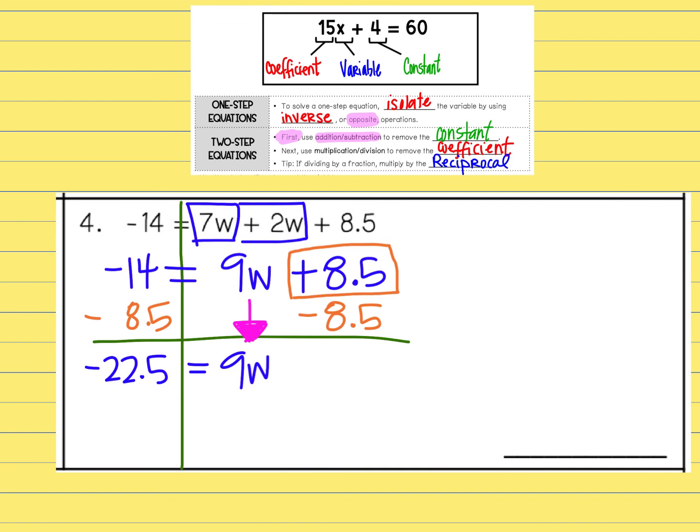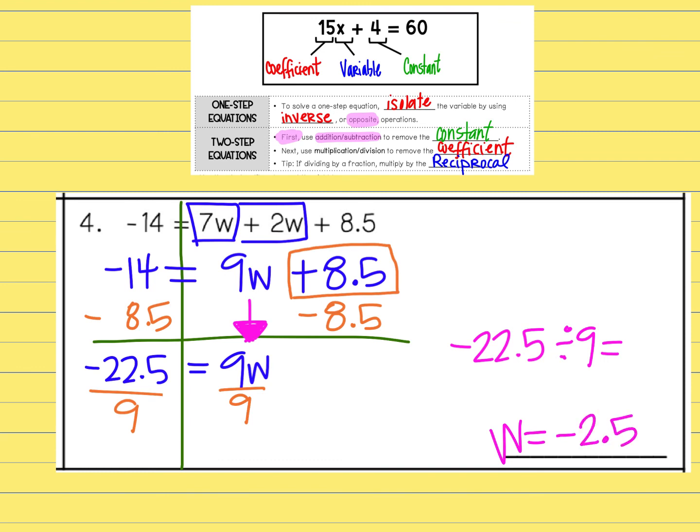Then the last step is the opposite of multiply or divide. Right now I'm trying to multiply by 9, so the opposite would be dividing by 9. Divide by 9, divide by 9. When I set this up in my calculator, I'm going to write negative 22.5 divided by 9 equals, and you should get W equals negative 2.5.